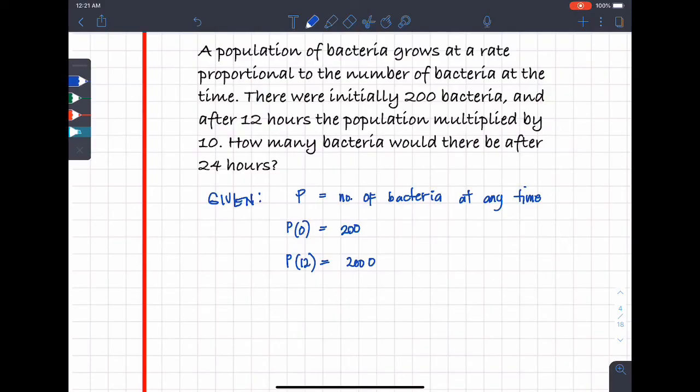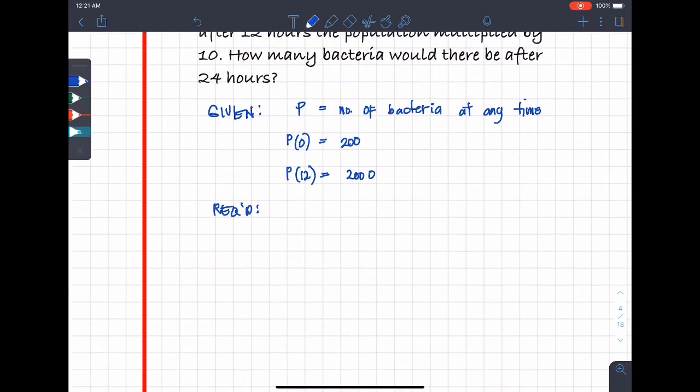So using this relation, we are to determine how many bacteria there would be after 24 hours. We can relate this to not brushing your teeth. Let's say initially there are 200 bacteria, after 12 hours without brushing your teeth. So how much more would accumulate in your mouth if after 24 hours you did not brush your teeth? So let's try to determine how many bacteria are present then.